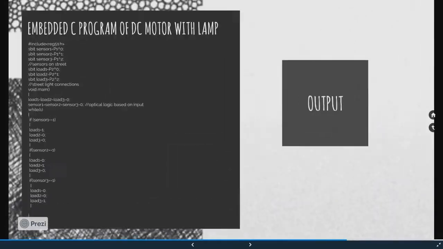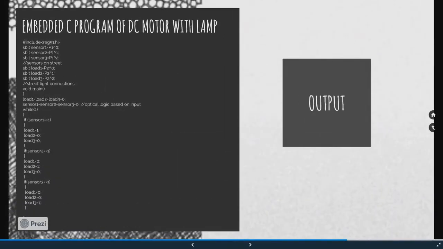Embedded C program of a DC motor with a lamp or a light. At the very beginning of the program, I have declared the header file of the generic family of Atmel 8051 or 8031. I have considered 3 sensors or 3 buttons on port 1, that is pins 1, 2, 3 of port 1: P1.0, P1.1 and P1.2, and have considered 3 loads. They may be lamps or a DC motor, on port 2, that is pin numbers 21, 22 and 23: P2.0, P2.1 and P2.2.